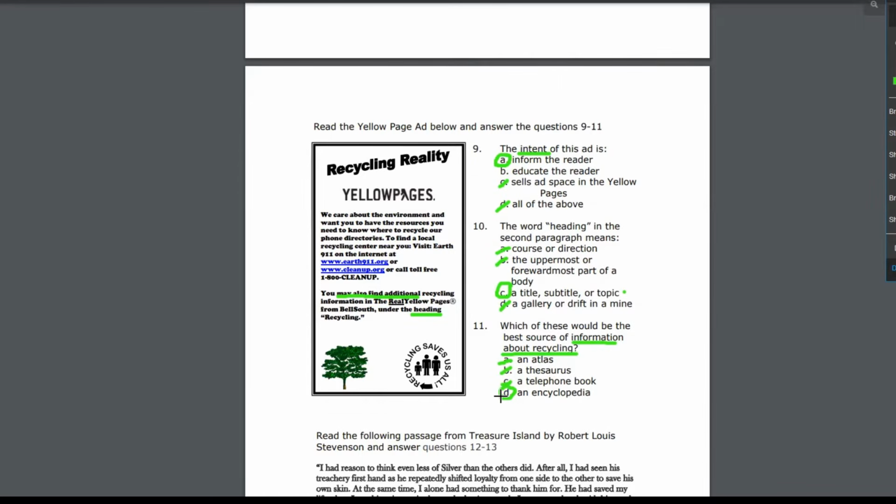Yeah, I don't know, but for this test, make sure y'all know the difference between atlas, thesaurus, and encyclopedia for sure. That's pretty common for these types of exams. Not in real life, but they want you guys to know the difference.